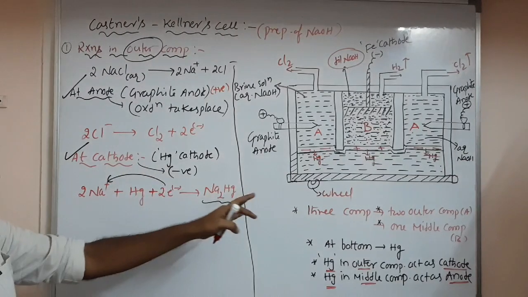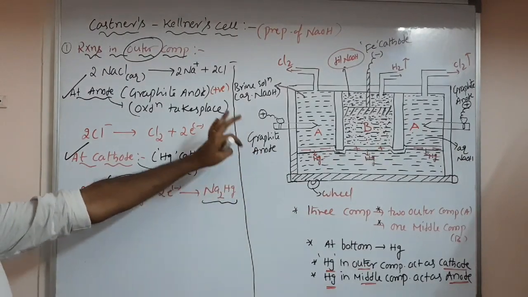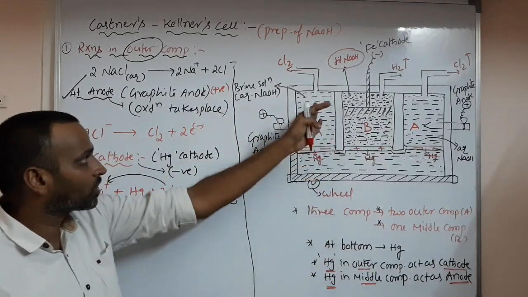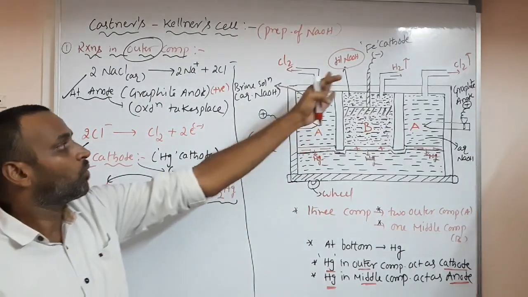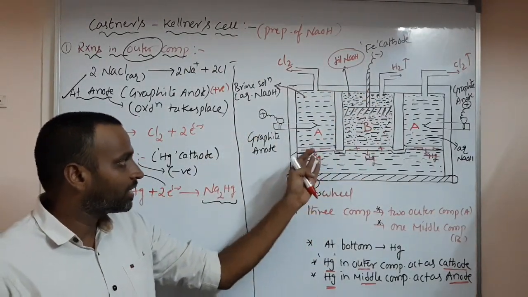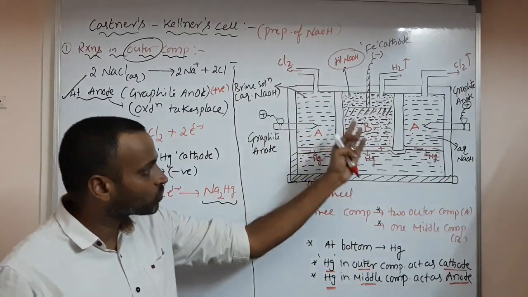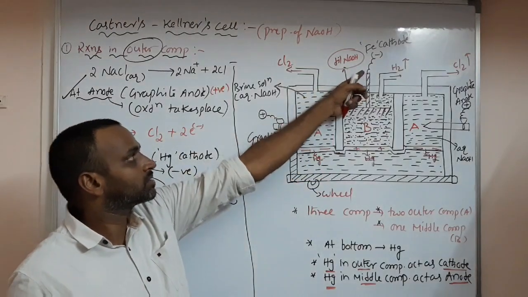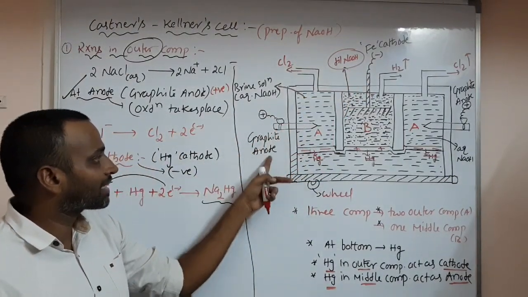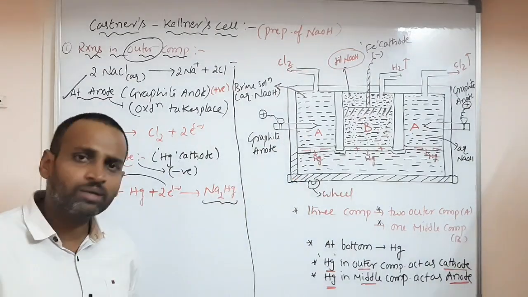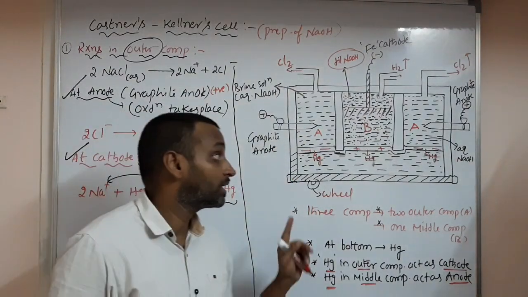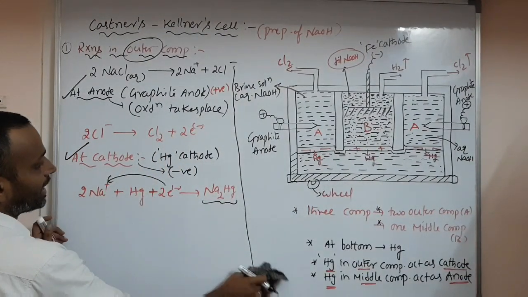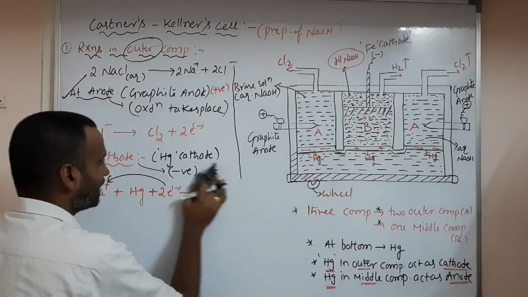Let's see. But before that, take a screenshot and write down this diagram. This diagram is very important. Labeling is important, because why? What we are taking here in outer compartment, what we are taking in middle compartment. Mercury acts as what in outer compartment? Mercury acts as what in middle compartment? These all things are important or not? Iron rod acts as cathode in middle compartment. Graphite rod acts as anode in outer compartment. These all are important. That's why labeling, diagram, everything is important. Please write it down, and I'll tell you what the reactions are in the middle compartment.